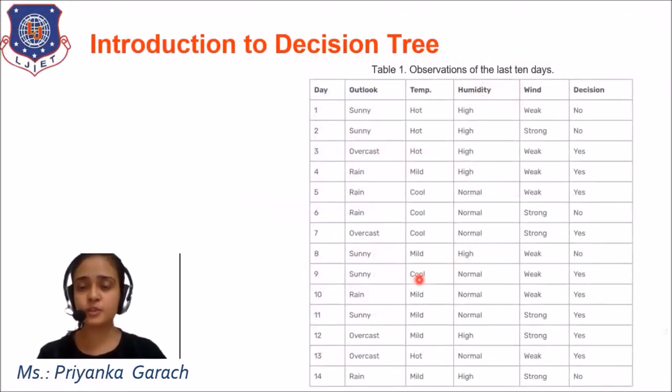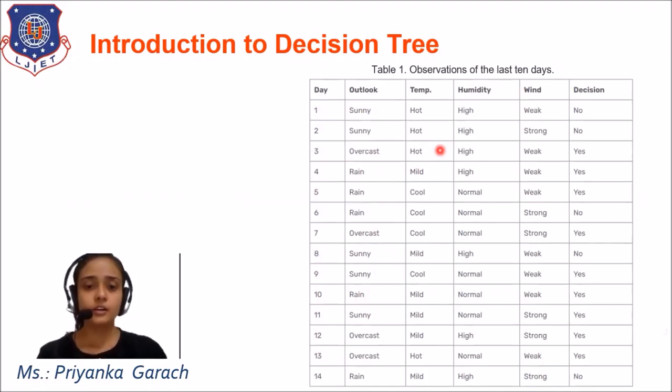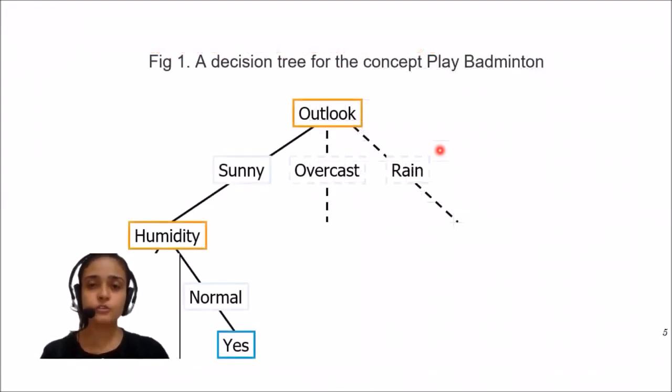Suppose this is my observation of the last 10 days, that is, whether a person can play badminton outside or not. What is the weather outside? What is the atmosphere outside? These are the observations from the last 10 days, from different people. I have in my data set 14 different rows. A decision tree for the concept of play badminton is like this.